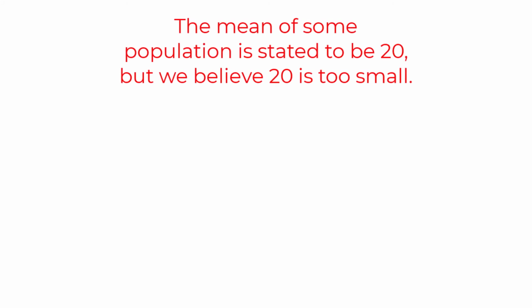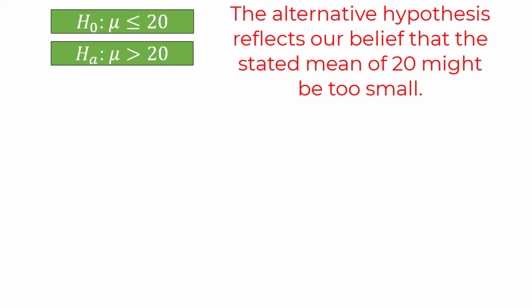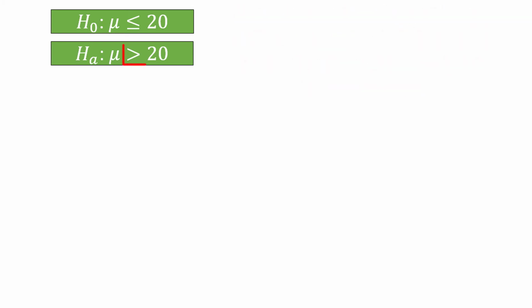Let's say the mean of some population is stated to be 20, but we believe 20 is too small. The null hypothesis might be mu is less than or equal to 20, and the alternative hypothesis might be that mu is greater than 20. The alternative hypothesis reflects our belief that the stated mean of 20 might be too small. We think the mean is greater than 20. Since the alternative hypothesis has a greater than sign, that means we have a right-tailed test.